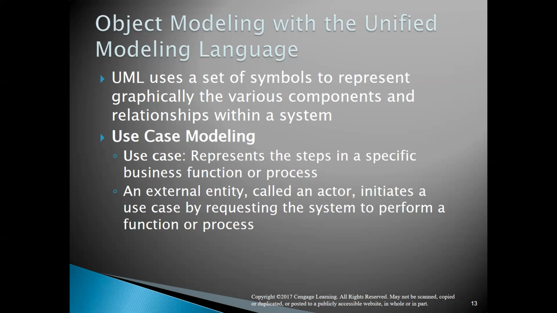Now, use case modeling. This is a common type of UML diagram that you learn and that is actually practiced in the industry. And this is what we'll be doing after the break. The very first lab that we'll be working on is on use case modeling diagrams. Now, a use case represents the steps in a specific business function or process. An external entity called an actor initiates a use case by requesting the system to perform a function or process.